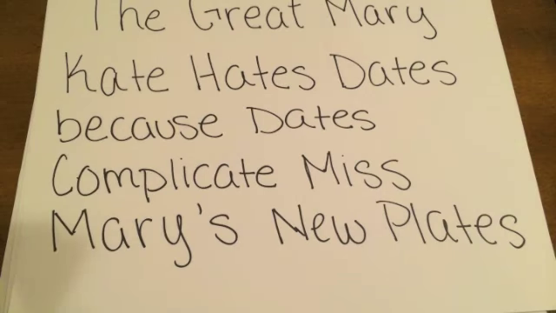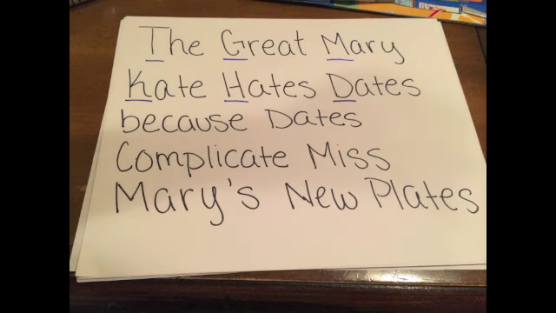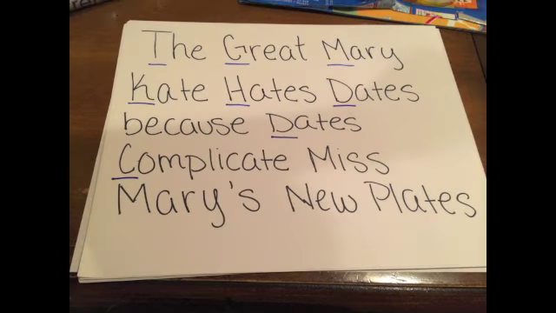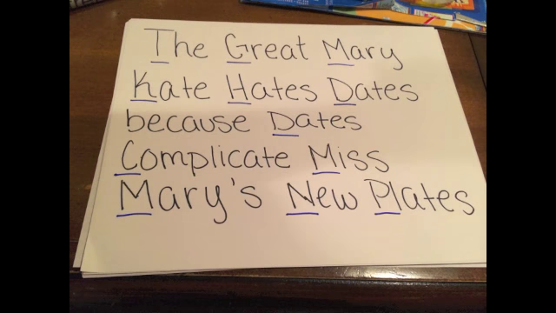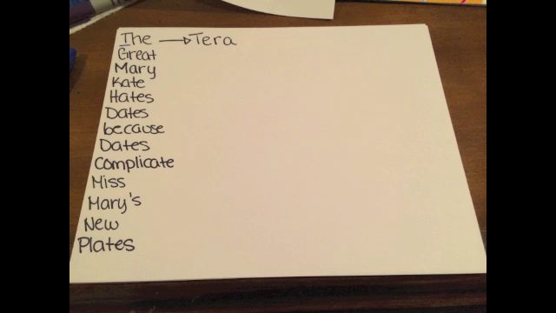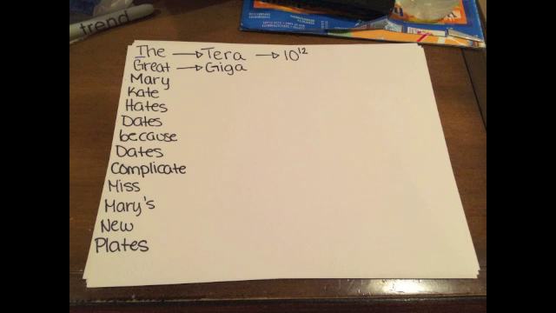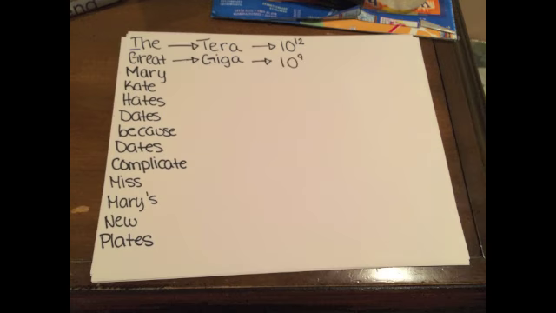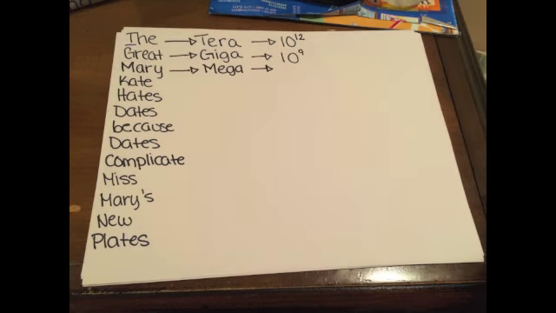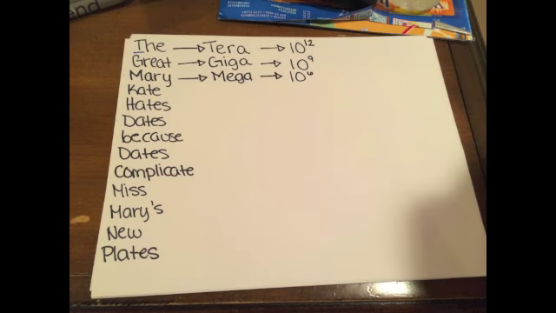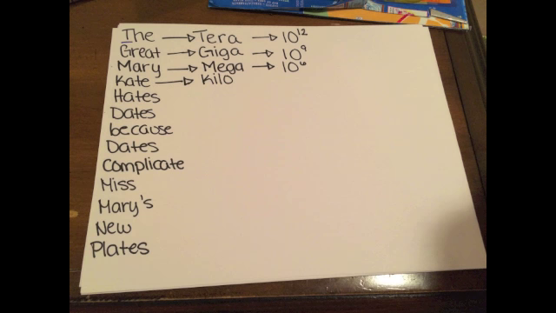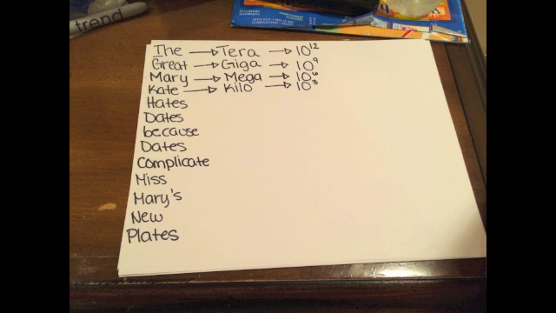A simple way to remember the order of the units of the metric system is to remember the acronym. The Great Mary Kate hates dates because dates complicate Miss Mary's new plates. T stands for tera, which is 10 to the 12th power. G stands for giga, which is 10 to the 9th power. M stands for mega, which is 10 to the 6th power. K stands for kilo, which is 10 cubed.